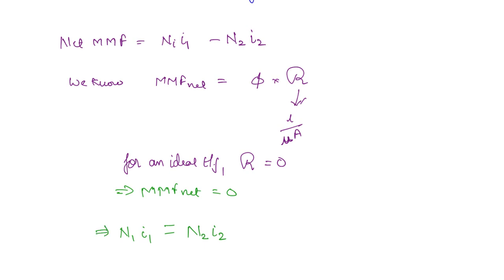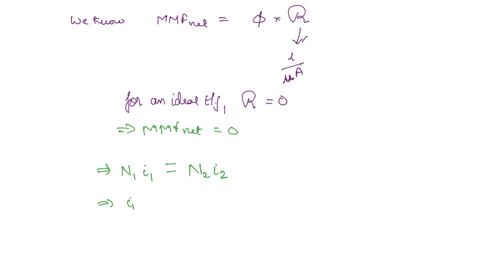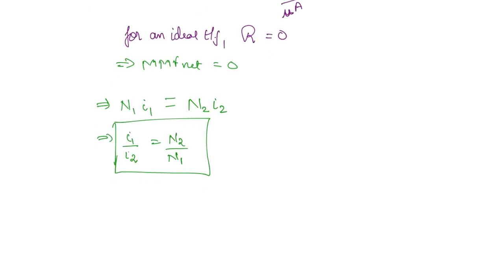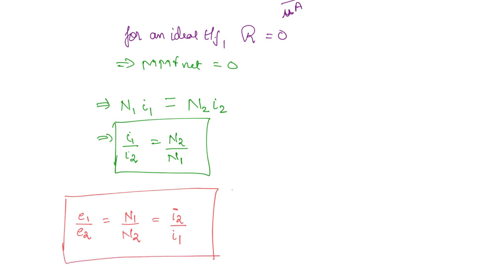So from here you will get the current ratios. I1 by I2 is equal to N2 by N1. Okay. So now if you combine the voltage as well as the current ratios, what will you get? E1 by E2 is equal to N1 by N2, but the currents will be reciprocal, I2 by I1. So this is the voltage and current ratios of an ideal transformer. It applies for a practical transformer as well, if you consider the induced EMFs here.